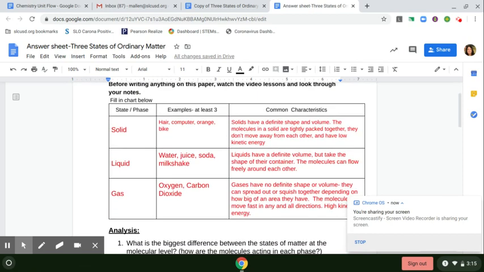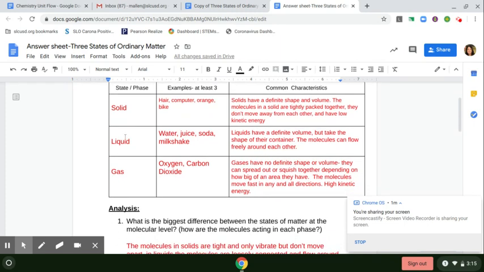So in the first column here, you just had to list the three phases of matter, the three common ones that we're talking about: solid, liquid, and gas. And in the second, you're just giving examples. So examples of a solid would be like hair, computer, orange, bike. Could have anything there: rock, tree, dog, anything solid. And then in this third column, you're just giving characteristics, or properties would be another word for that. So solids have a definite shape and volume. The molecules in a solid are tightly packed together. They don't move away from each other, and they have low kinetic energy.